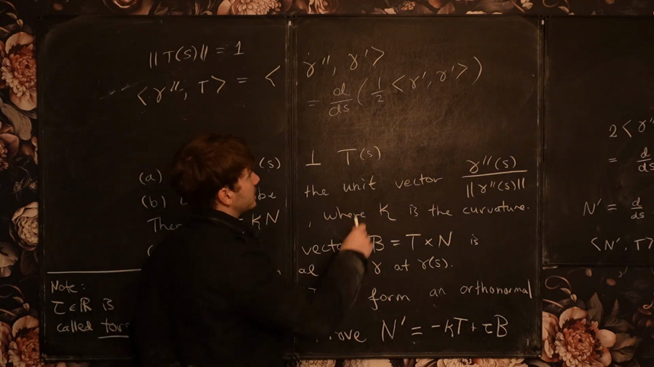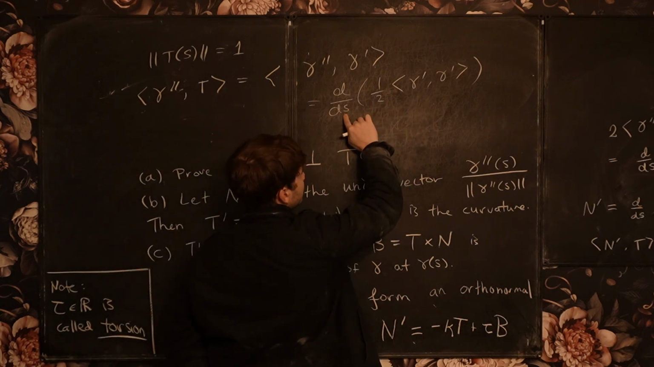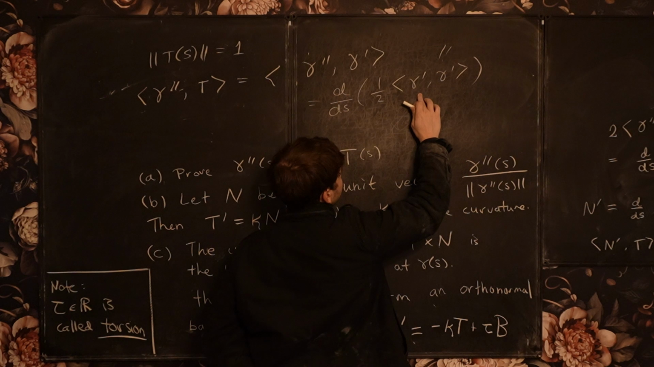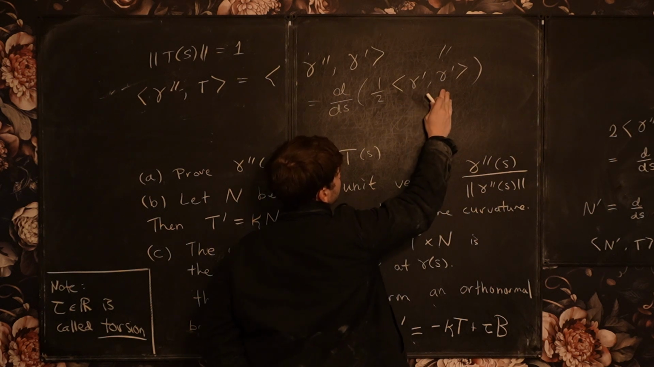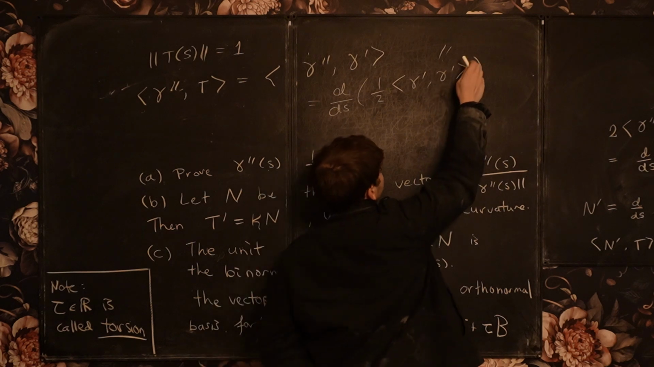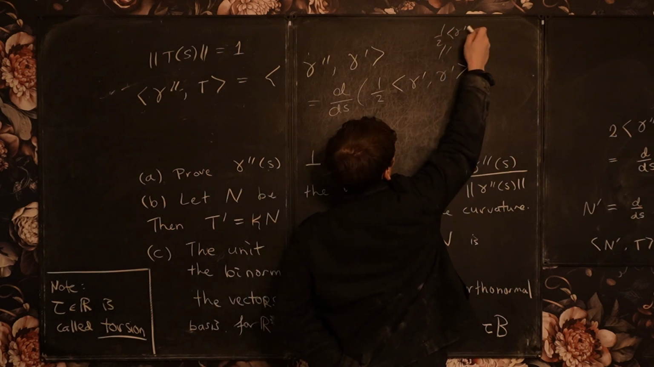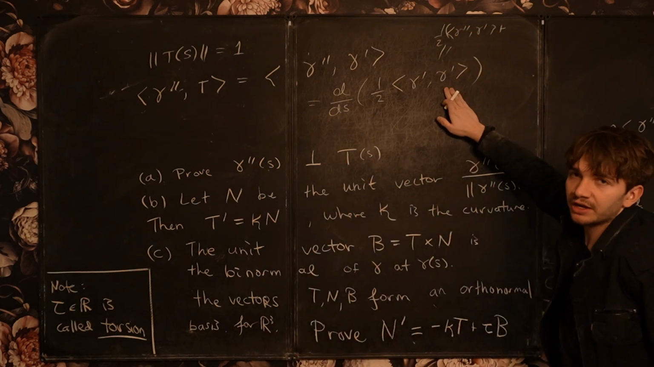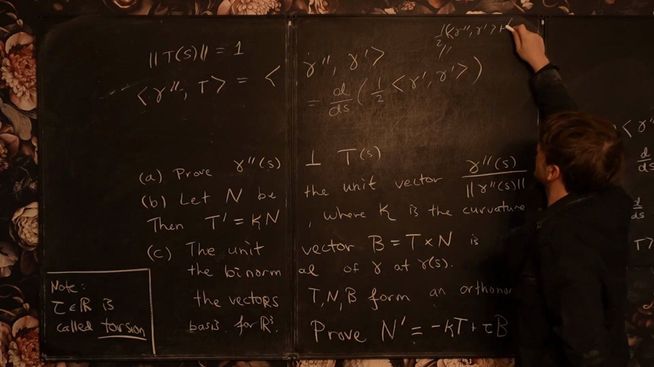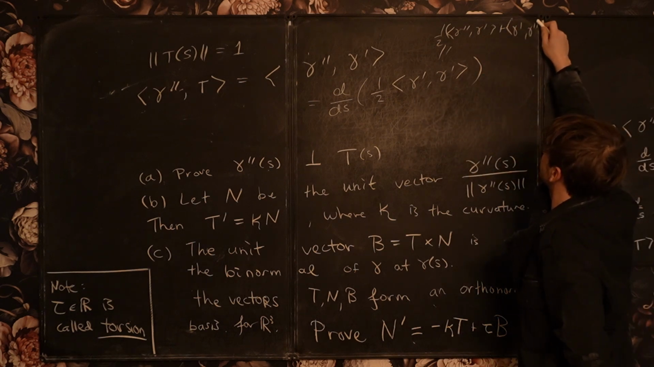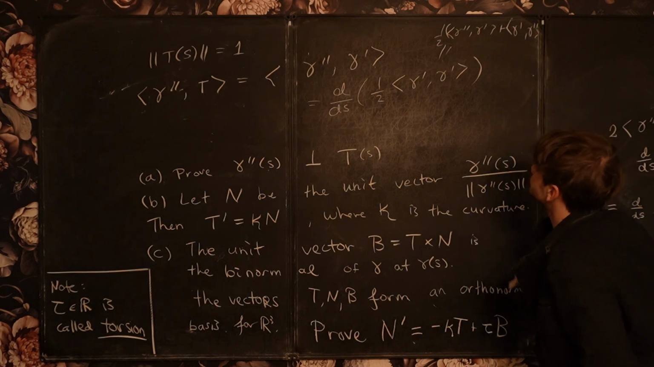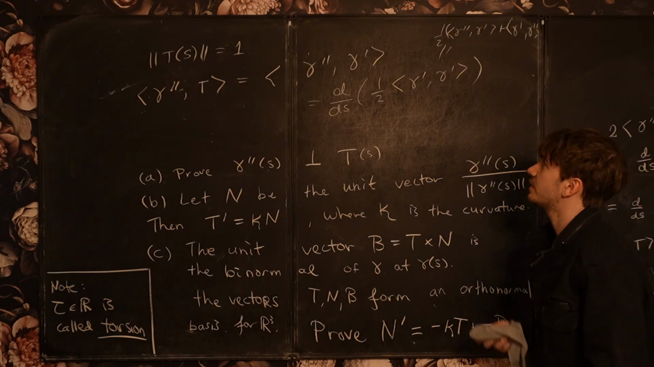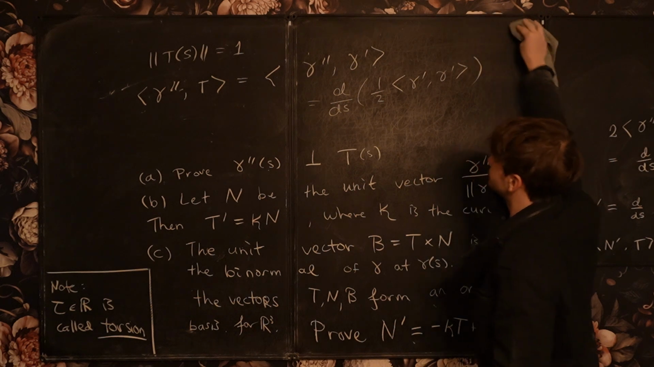So the product rule tells me that if I expand this derivative, then this is going to be the derivative of the first argument, inner product with the second. So this is 1/2 gamma double prime inner product with the second plus the derivative of the second argument, inner product with the first, so gamma prime inner product with gamma double prime, okay? All right, so essentially this is just the product rule used for inner products of vectors, okay?